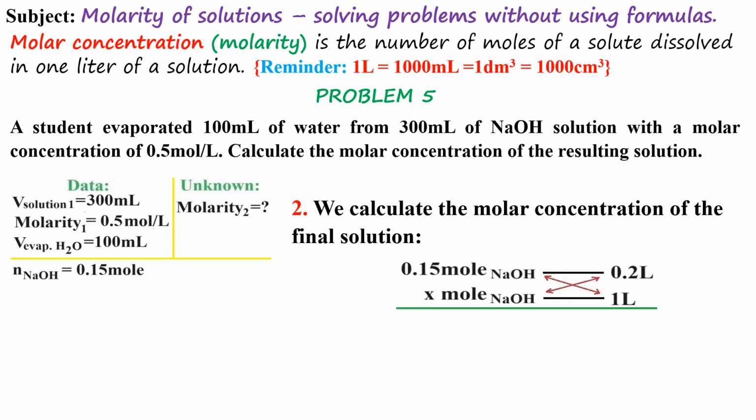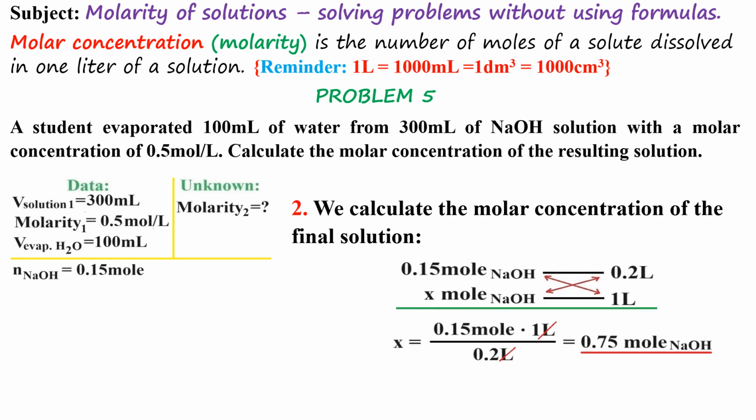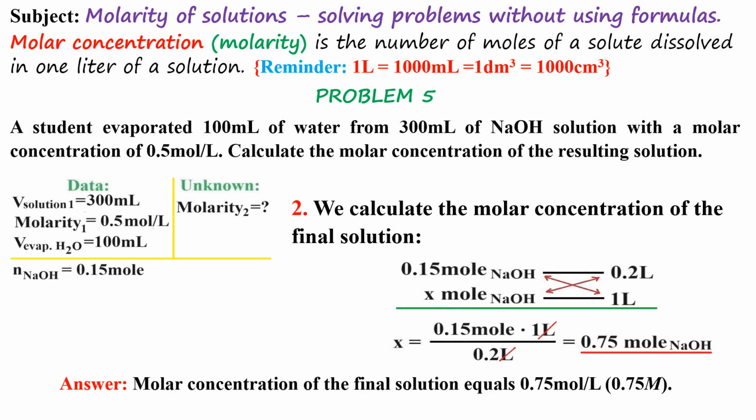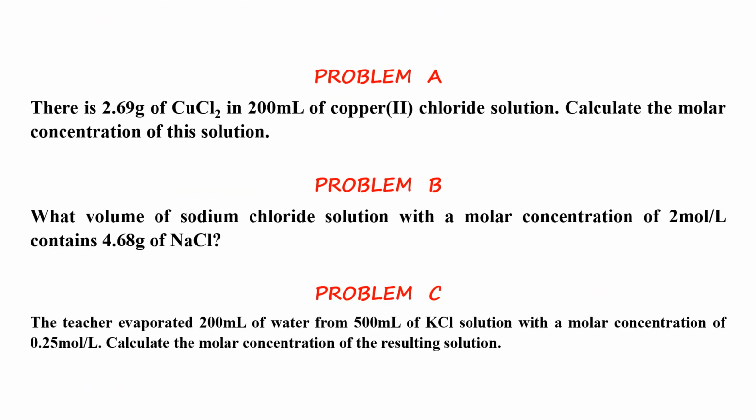0.15 moles of sodium hydroxide is in 0.2 liters of the solution. So X moles of solute is in 1 liter of the solution. We see that the liters cancel out and we get the result in moles. Our 0.75 moles of sodium hydroxide is in the 1 liter of solution, so this is the value of molarity of the final solution. Answer to problem 5: molar concentration of the final solution equals 0.75 mole per liter.